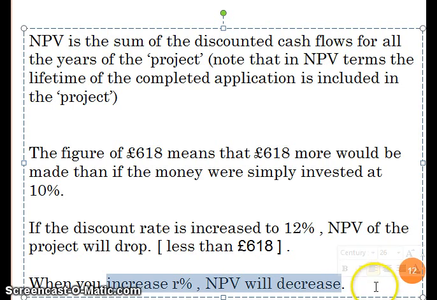Suppose you have two projects with two different NPVs, which should you prefer? The project which has the greater NPV should be selected.